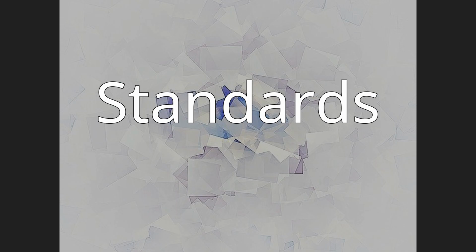Standards. 2014 aluminium alloy is discussed in the following standards. ASTM B209, Standard Specification for Aluminium and Aluminium Alloy Sheet and Plate. ASTM B210, Standard Specification for Aluminium and Aluminium Alloy Drawn Seamless Tubes. ASTM B211, Standard Specification for Aluminium and Aluminium Alloy Bar, Rod, and Wire.